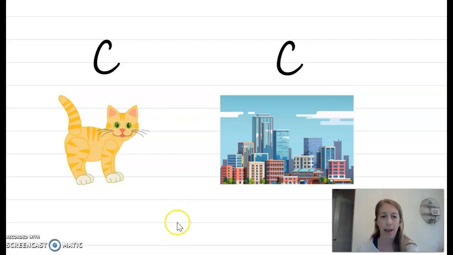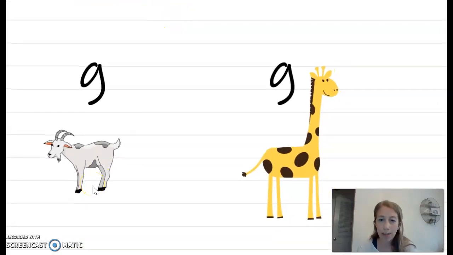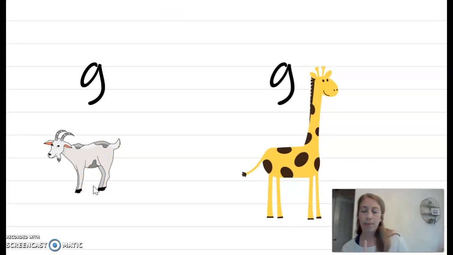Now we're going to look at the letter G. So we know G can make a hard sound, like in the word goat. G, g. Notice I'm not saying g, it's g. So it can make a hard sound like in goat, but it can also make a soft sound like in the word giraffe, which is the same sound that the letter J makes, J. So the hard sound for G is G. The soft sound for G is J, like in giraffe.